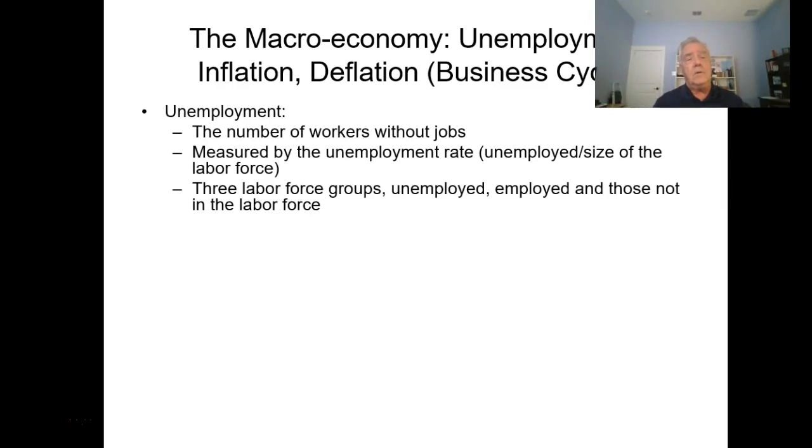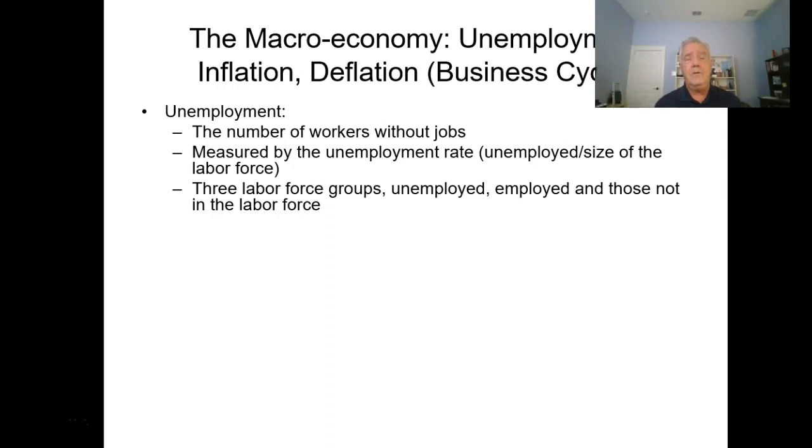Unemployment. What do we mean by unemployment? Well, number one, it's the number of workers in the labor force without jobs. Okay? We measure the labor force by anybody above, I believe it's 16 years old, and anybody below retirement age. That is the labor force, for instance, in the United States. So the number of workers without a job, for instance, if your labor force is 100,000 people and you have 1,000 people out of jobs, you have an unemployment rate of 1%, etc. So that's how you calculate it.